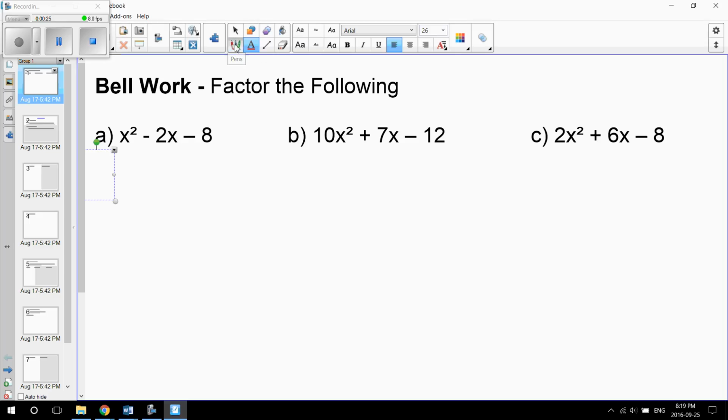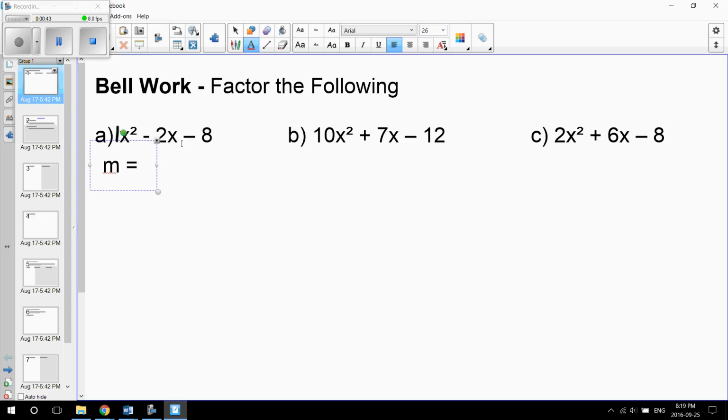Remember that we always look to see if there's a number in front of the x squared. In this case, there's not, so remember we can say that there's just a 1 in front of that x squared. So when we do that, we can do it by inspection. So let's come up with our two numbers.